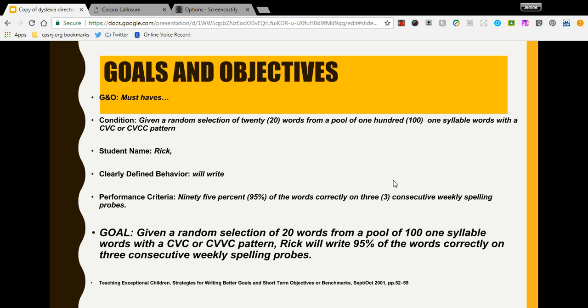The goal must be written in a way that one teacher can pick it up and measure the same thing as the next teacher. So there's internal consistency with the IEPs, and we're collecting data based on the correct type of measurement. So here's our final goal. Given a random selection of 20 words from a pool of 100 one-syllable words with CVC or CVVC patterns, so your closed syllables and double vowel patterns, Rick will write 95% of the words correctly on 3 consecutive weekly spelling probes.